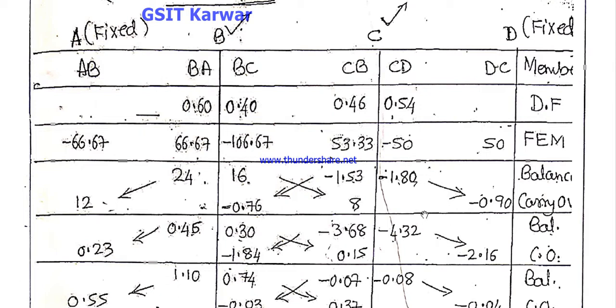Okay. Similarly, here also you can carry 50%. That means minus 1.80 divided by 2, you are getting minus 0.90. Okay. These are the carryover moments. You should write down here in this row. These are the carryover moments.